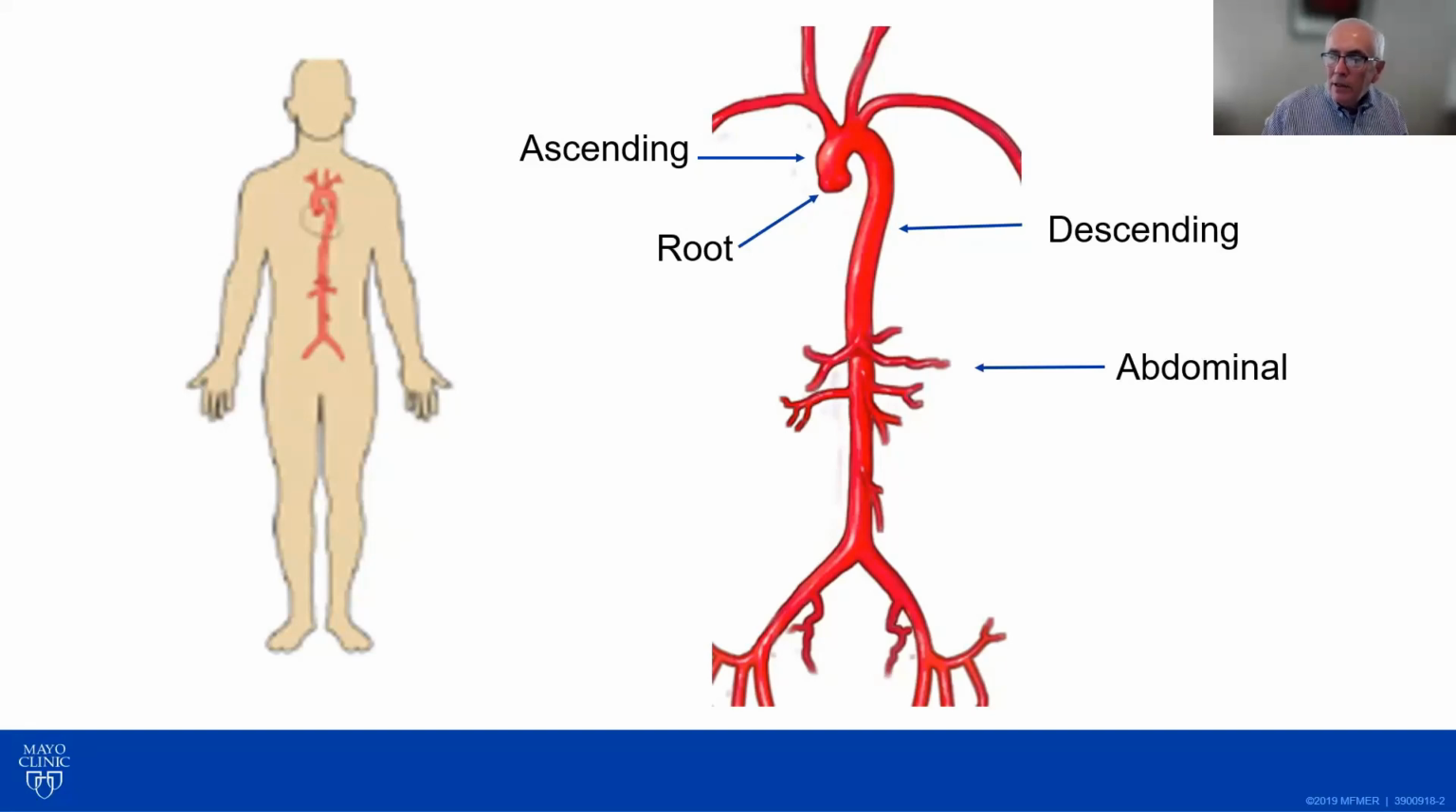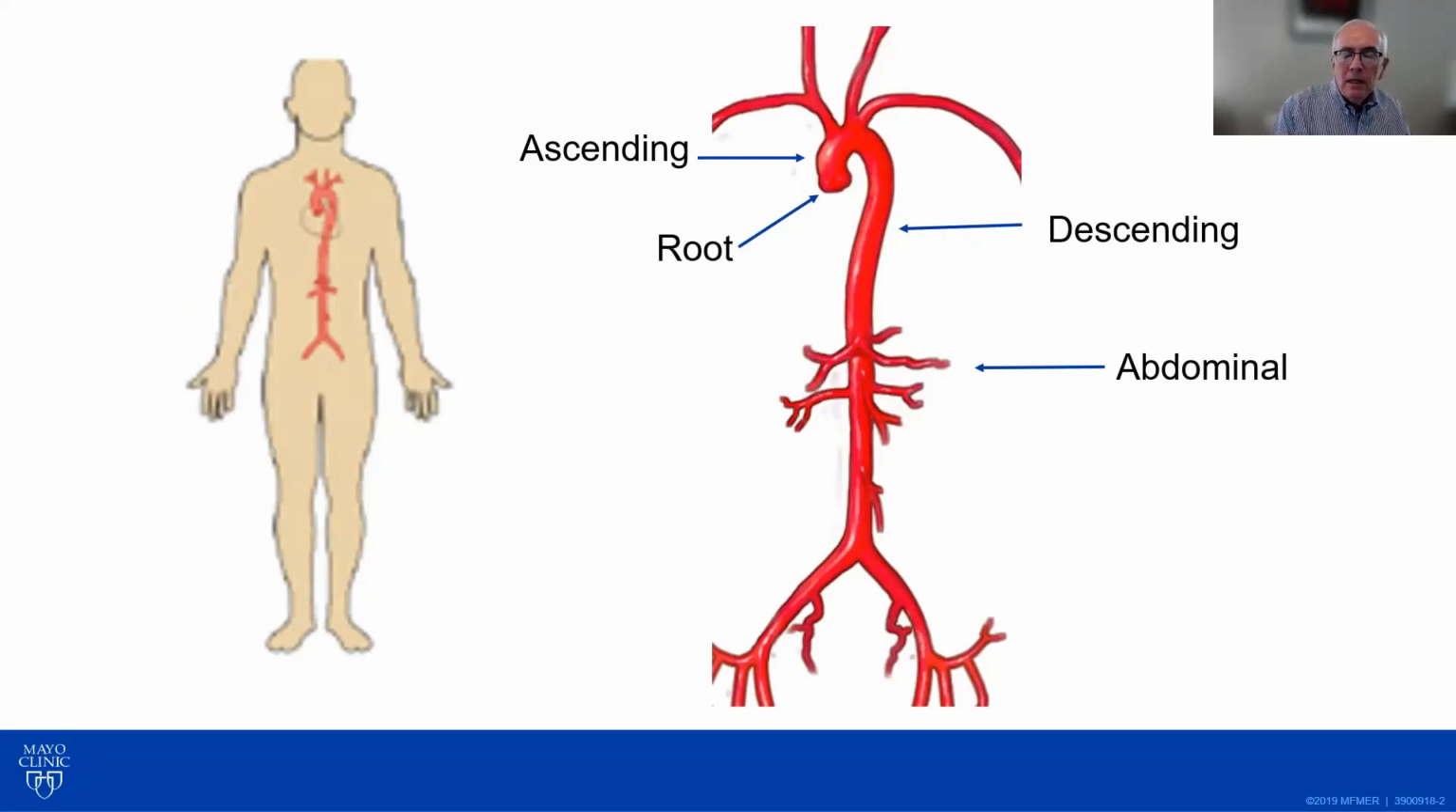Now, on the right, you can see the various segments of the aorta. The very beginning of the aorta is called the aortic root. Some people also refer to this as the sinuses of Valsalva. And this part of the aorta is where the coronary arteries arise and go out to supply blood flow to the heart.